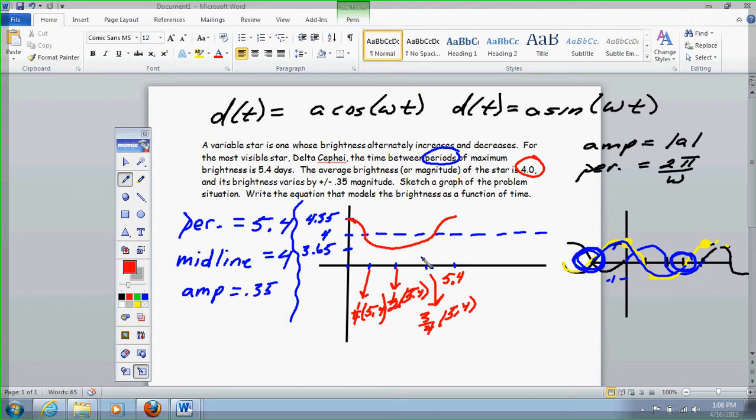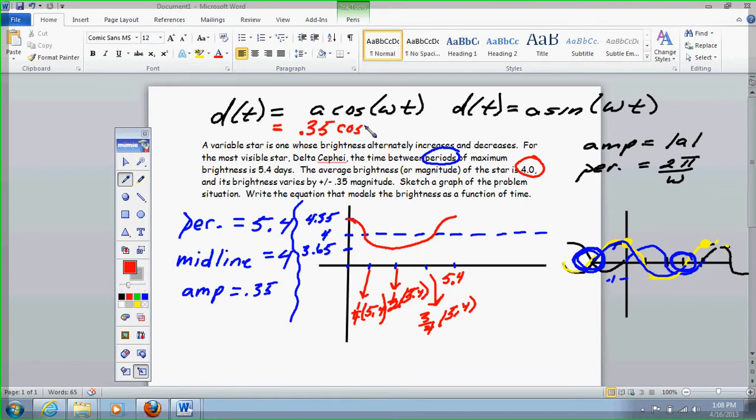So let's take a look at how we would write the equation. And this is mostly just plugging in. The amplitude is 0.35. So right here I'll have d of t equals A, which is 0.35. And again, I know that because remember, amplitude is the maximum displacement. It could go up 0.35 from the average and come back down to the average, and it can go down, but it's the maximum displacement from this midline or the average. So that's your amplitude there.